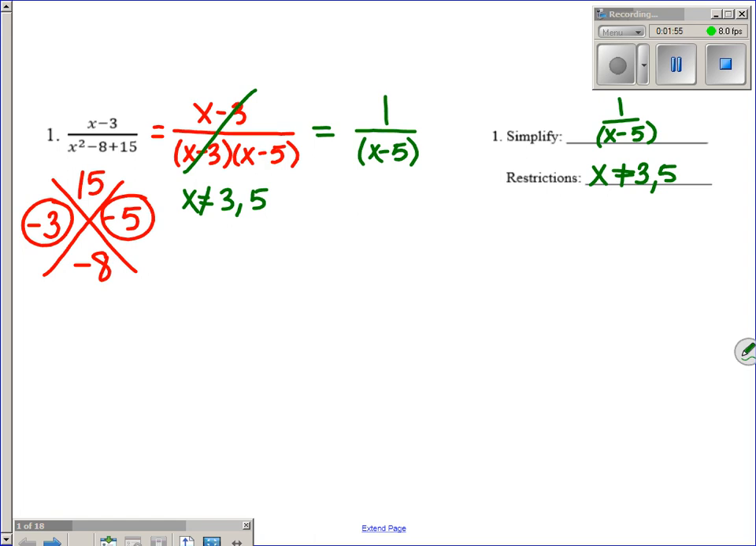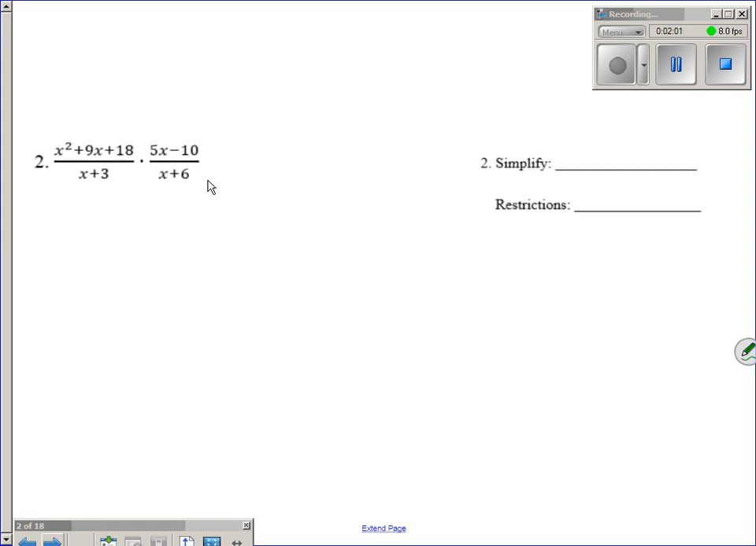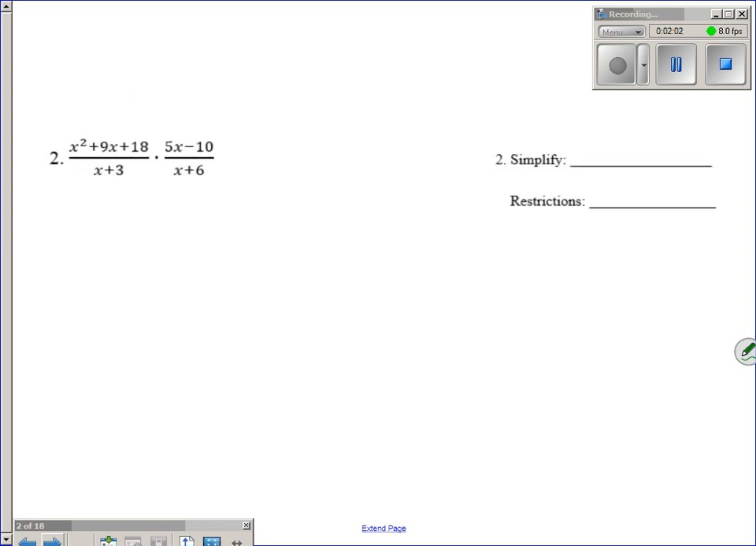Okay. Number 2, this is a multiplying problem. Don't forget, when you multiply across, before we can multiply, we do have to factor the numerators. So this one, we have an 18 on top, 9 on the bottom. Which two numbers do we multiply to get 18 and add to get 9? 3 and 6.